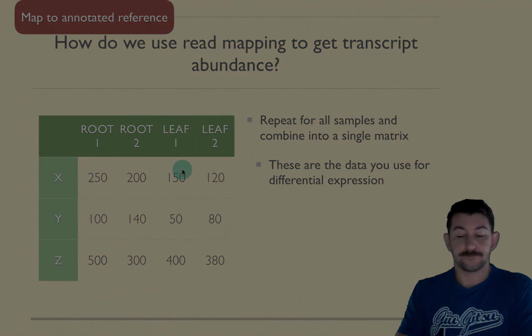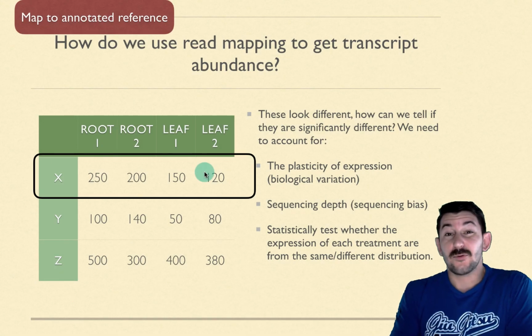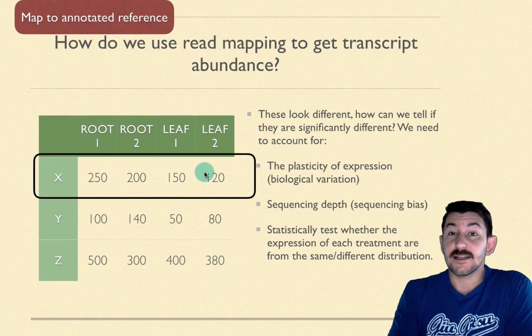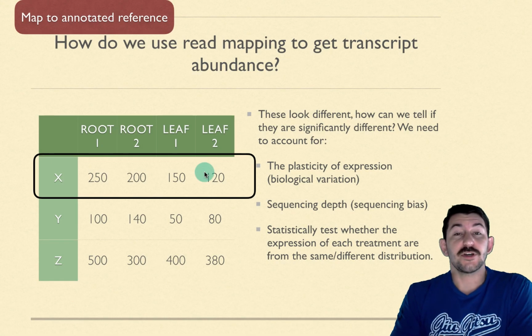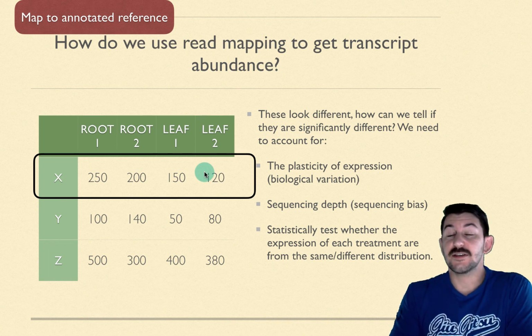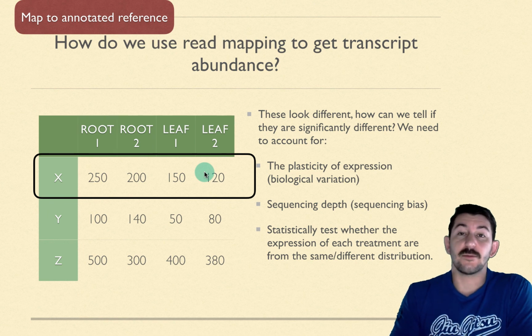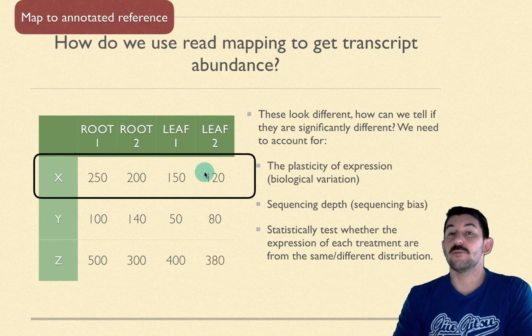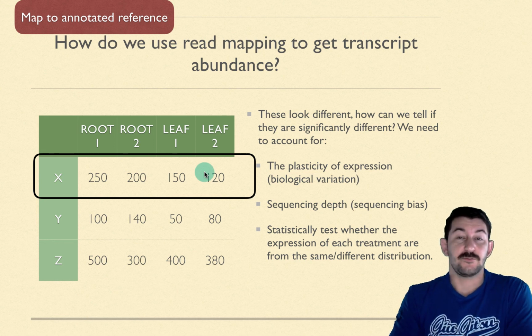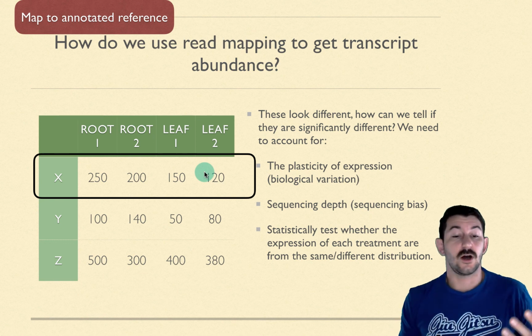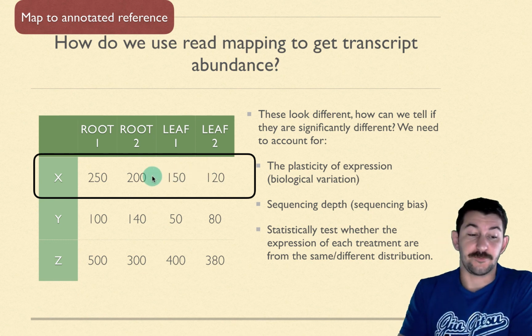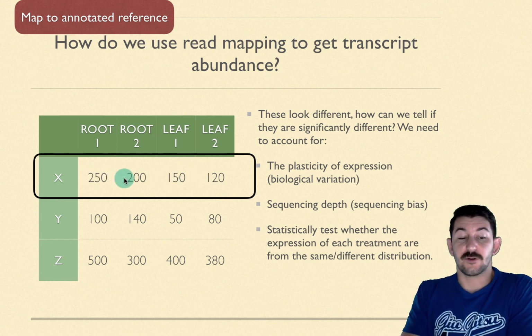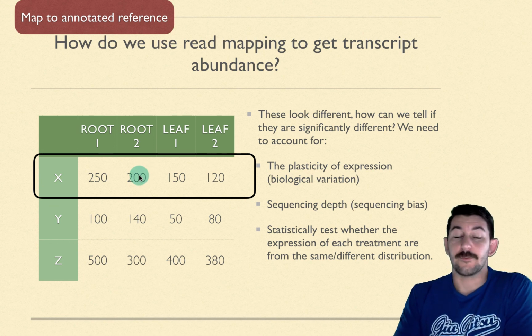Differential expression. Things we need to account for when we do this. The plasticity of expression. You could take twins, subject them to the same treatment, and every cell in their body is not going to produce the exact same number of transcripts for any given gene. There is a lot of just variability here. Some of it is due to variation between individuals. Some of it is just unpredictable biological variation. And so this being a 250 versus a 200 is part of that.